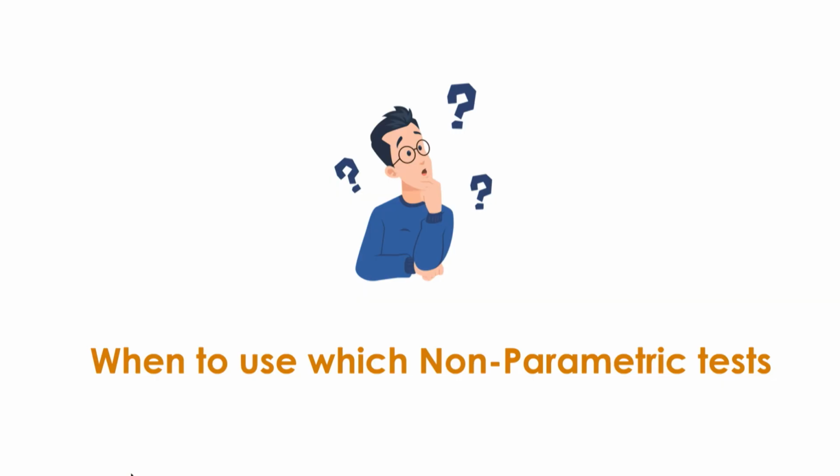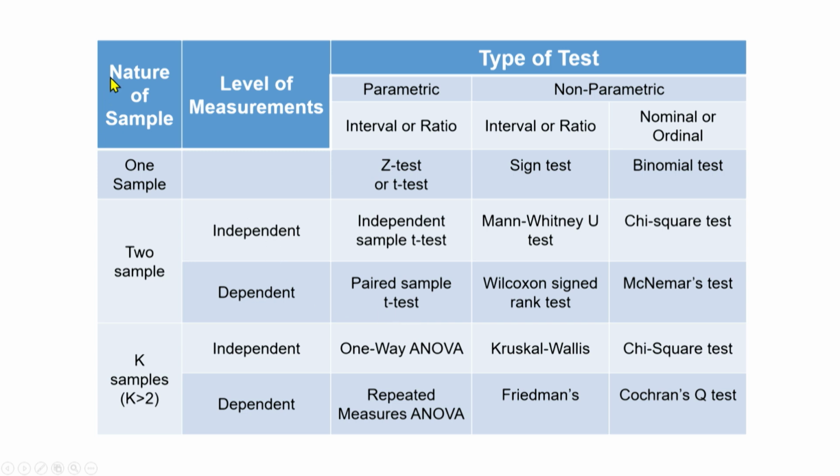When to use which non-parametric test, that is the biggest confusion. We know when to use the parametric test, but we do not know which kind of non-parametric test we should use. So, we can see from this table what the nature of the sample is, what the different levels of measurement are, and what type of test we are going to use.